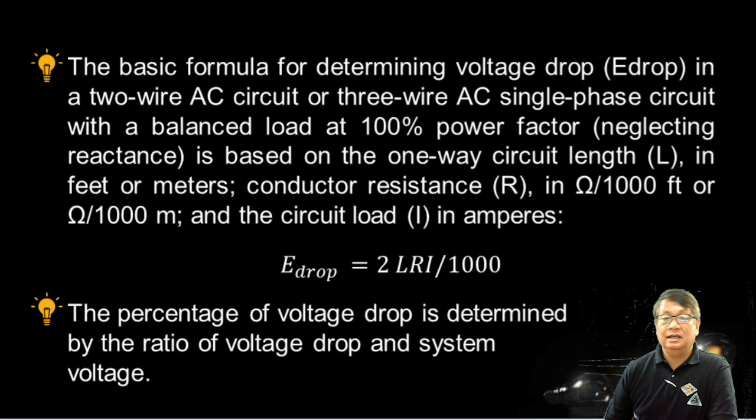Okay. So, we have the basic formula for determining the voltage drop. E sub drop is equal to 2 times L, the length of the conductor, and R, the resistivity of the conductor, and your current in amperes, divided by 1,000. The voltage drop here should not be more than 5%. The percentage of voltage drop is determined by the ratio of voltage drop and system voltage.